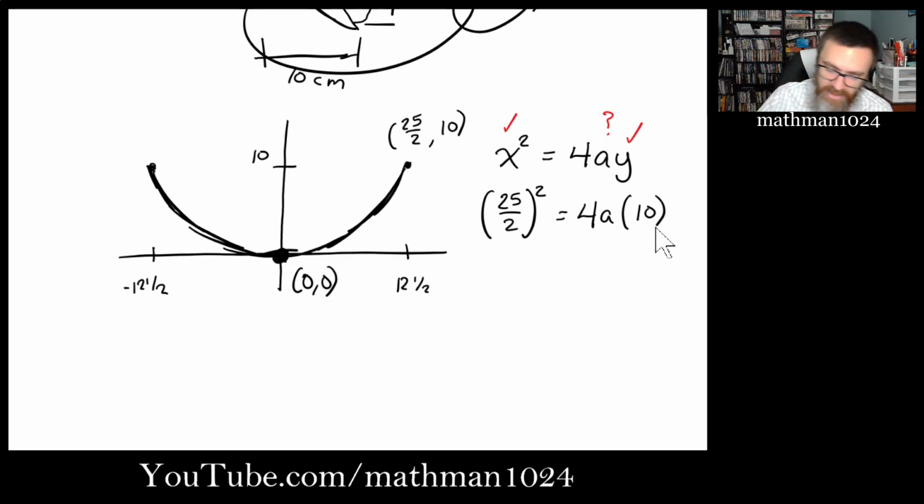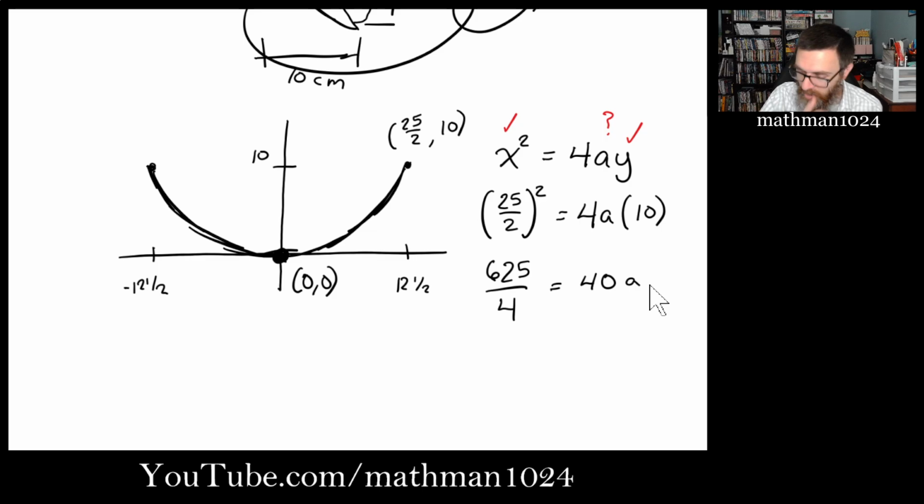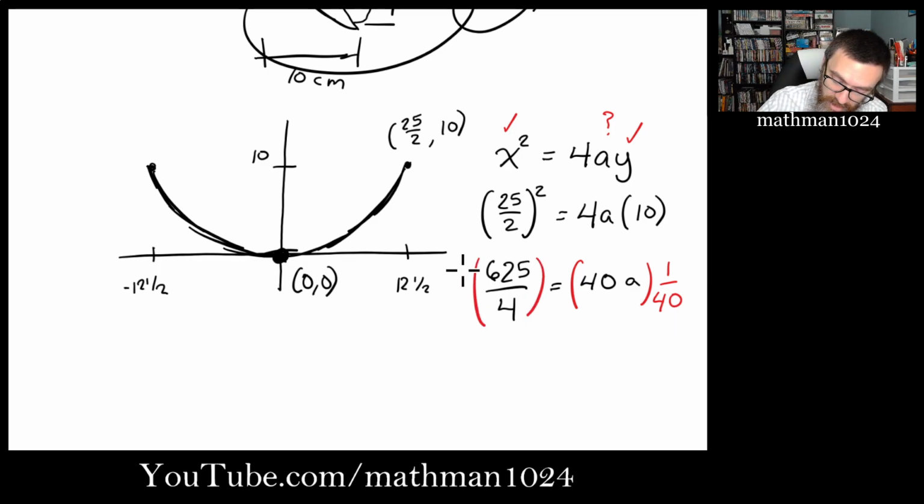All right, so if I square this, 25 squared is 625, 2 squared is 4. And over here, again, I want to find out what a is. 4 times 10 is 40, so 40a. All right, well, I need to get a by itself. And I know you may be saying, why don't you just divide by 40? Well, it's because I have a fraction on the other side, and I would rather multiply times the reciprocal so that things are a little bit easier for me later on.